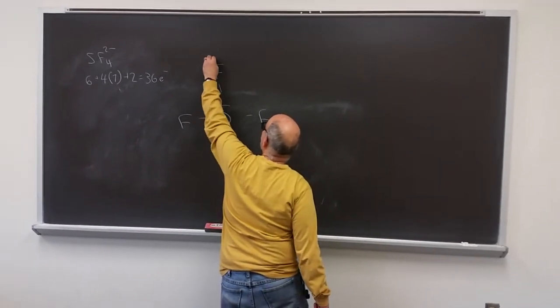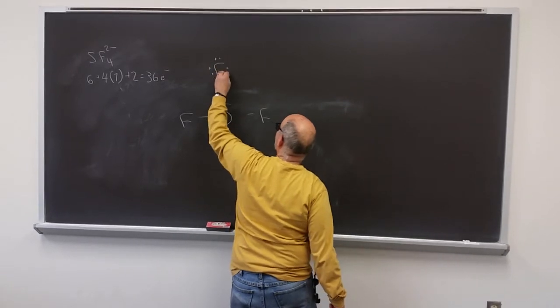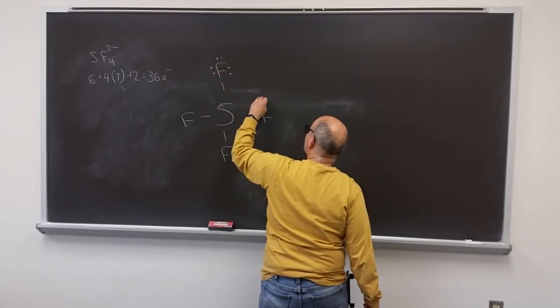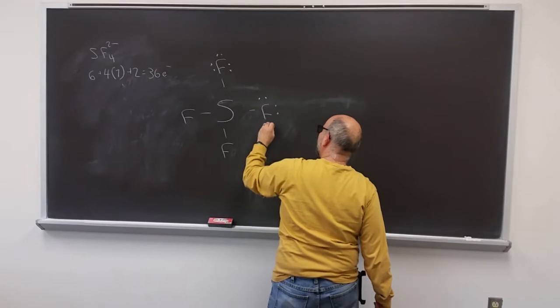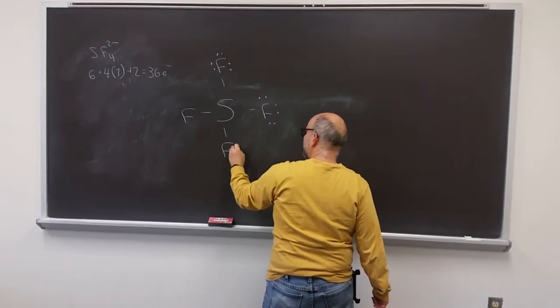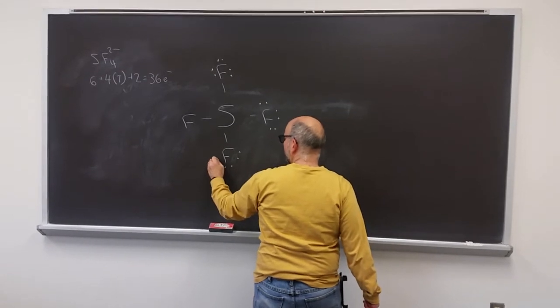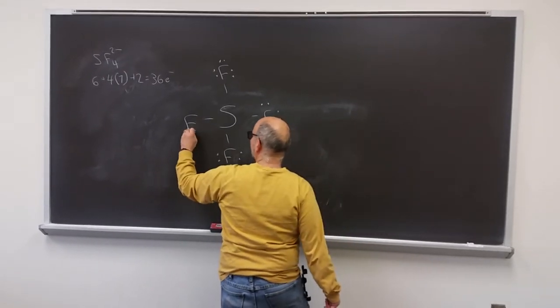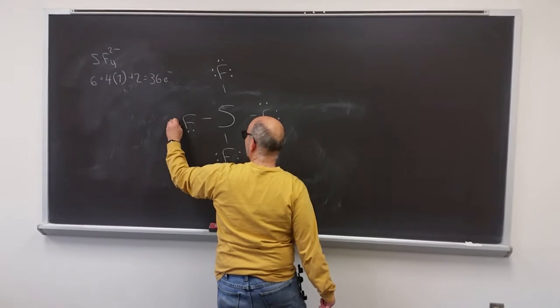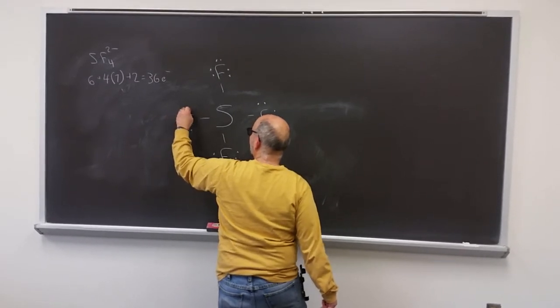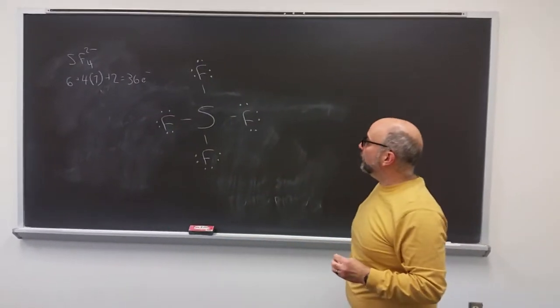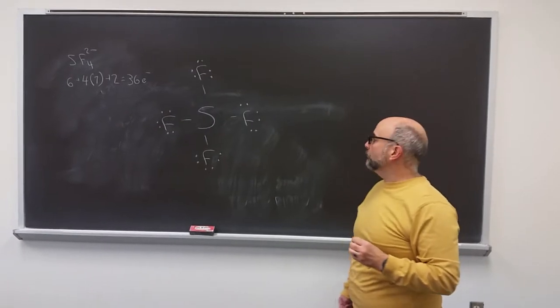9, 10, 11, 12, and so on up to 32. And we still have 4 electrons to distribute.